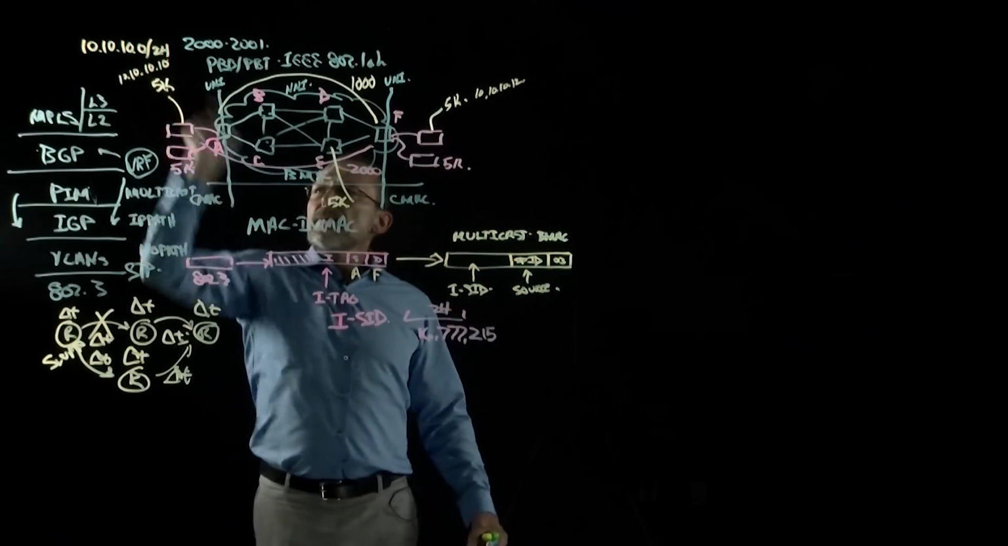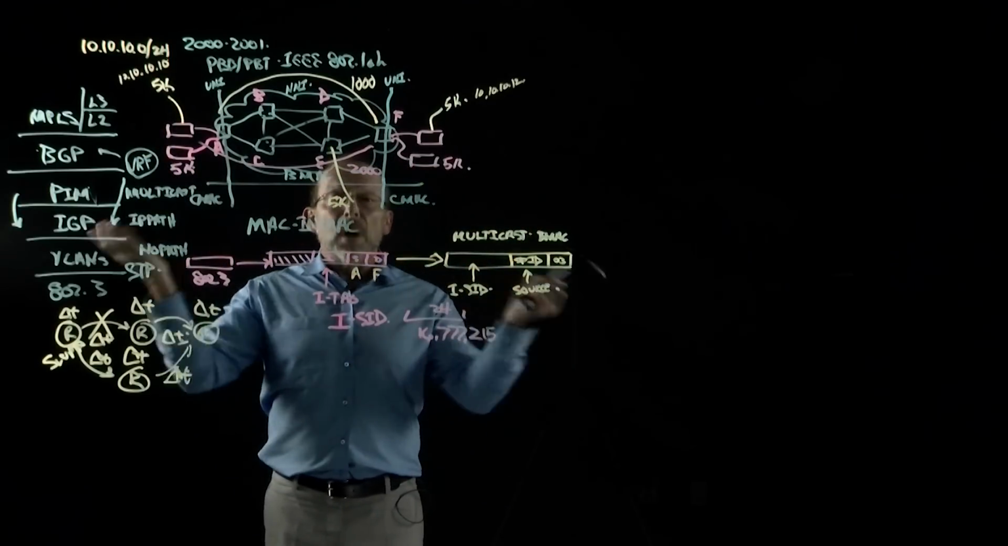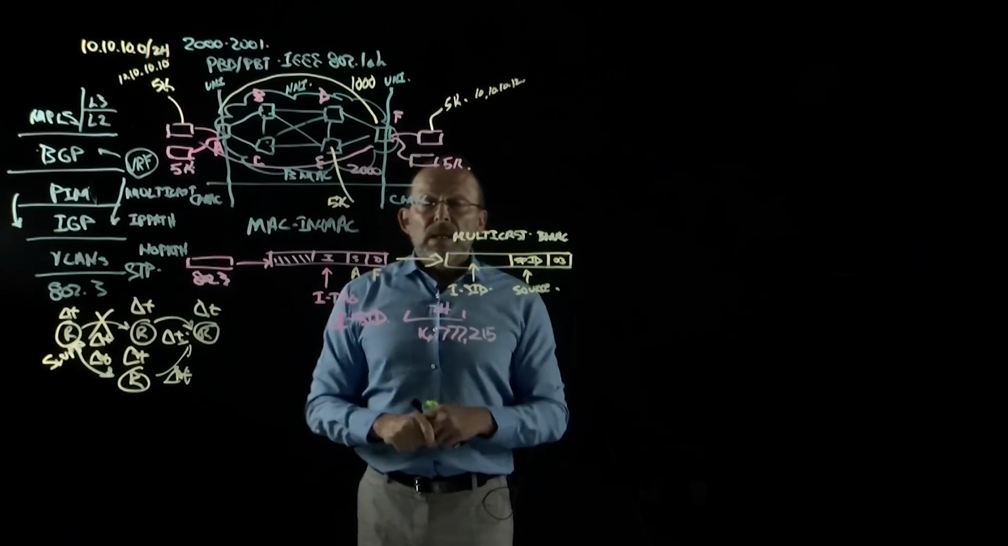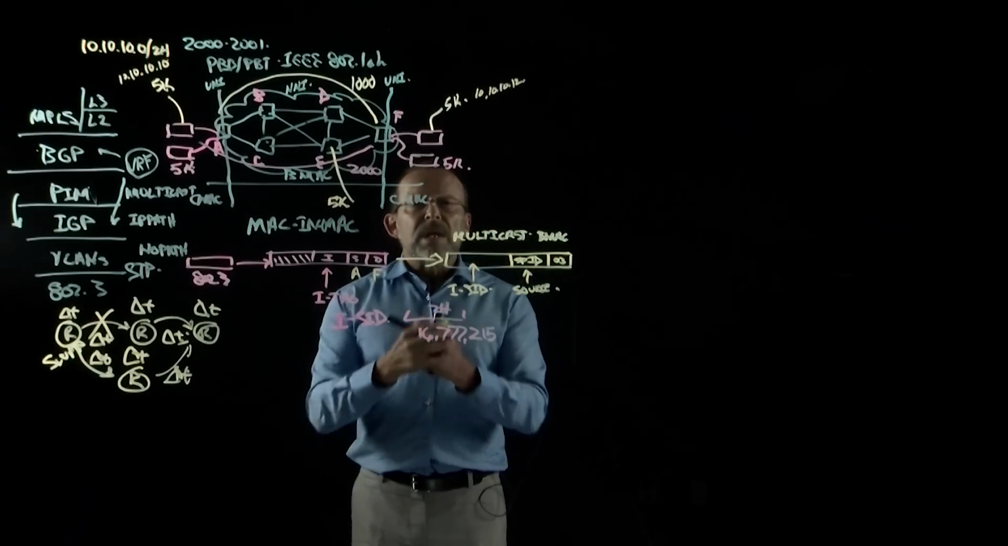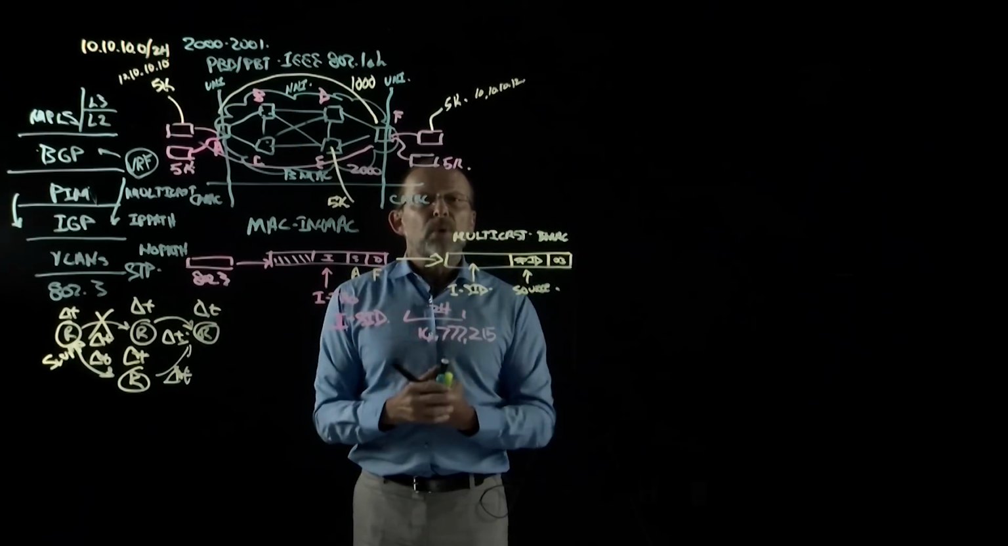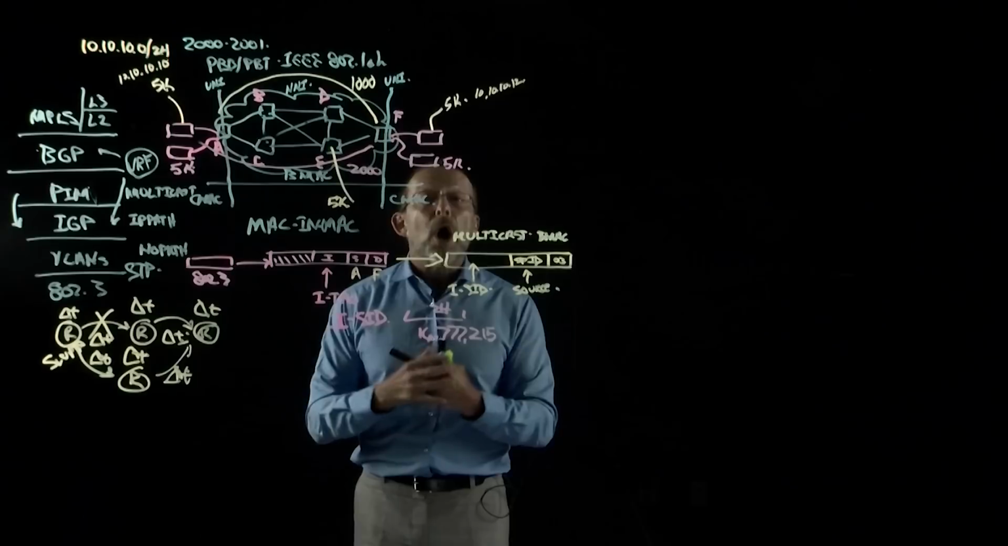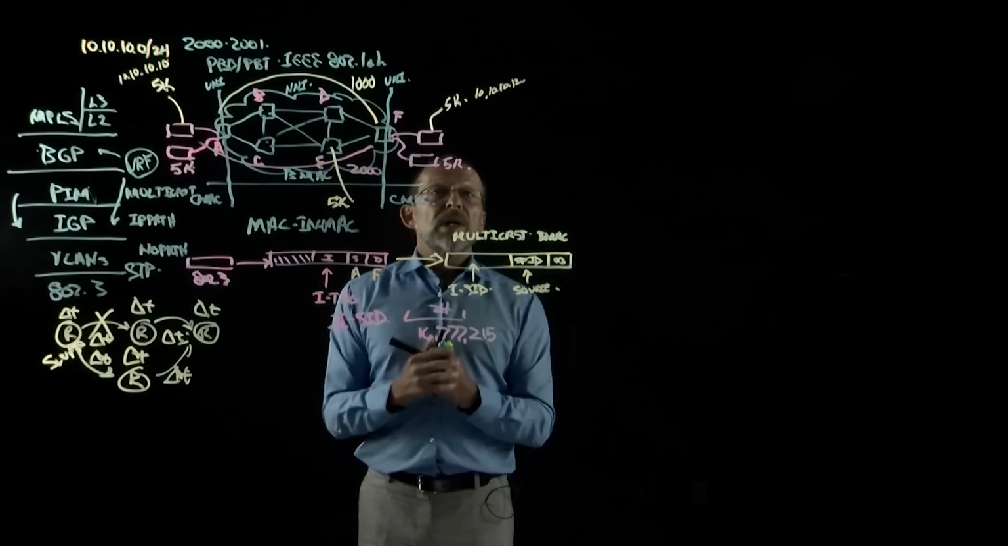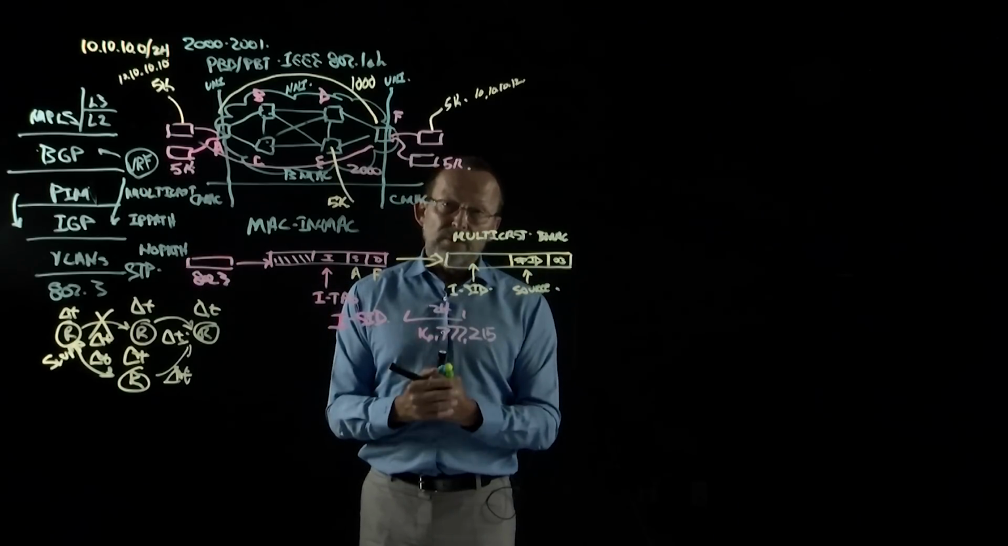And now 10.10.10.10 wants to talk to 12. The initial thing that happens is it sends out an address resolution protocol request. It sends out an ARP. It says, I want to talk to 10.10.10.12.